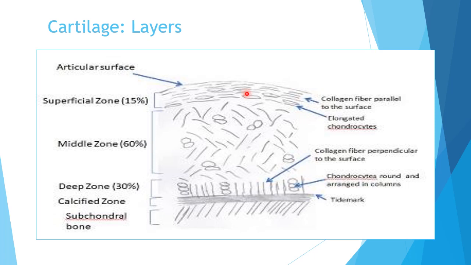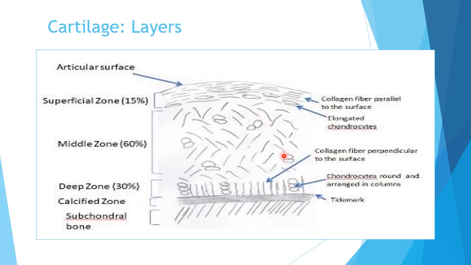Quickly, the superficial zone collagen is parallel to the surface. Here the collagen is perpendicular. The cells here are flat and less than the deep zone, and they are lined parallel to the joint. Here the cells are more than the superficial zone, and they are aligned in columns perpendicular to the surface. The superficial has the highest concentration of collagen and water, and this helps with the tensile strength. The deep zone has the highest concentration of proteoglycans.